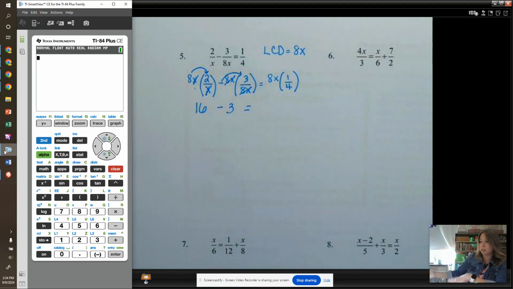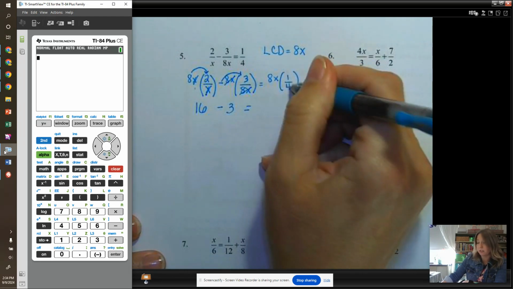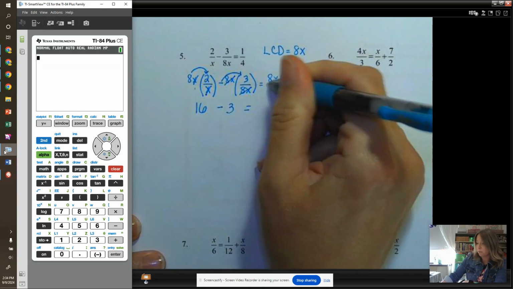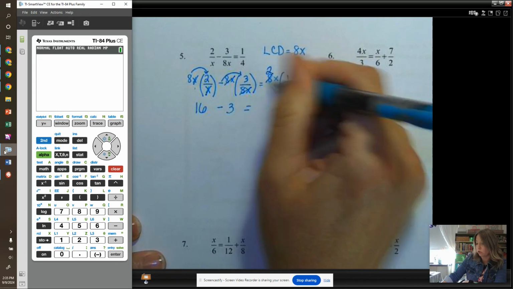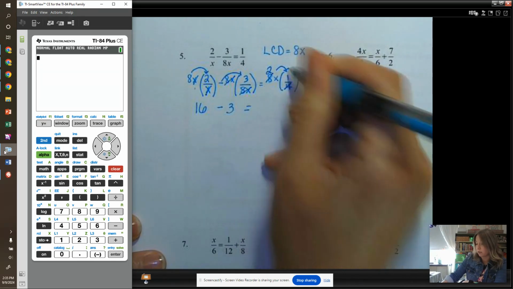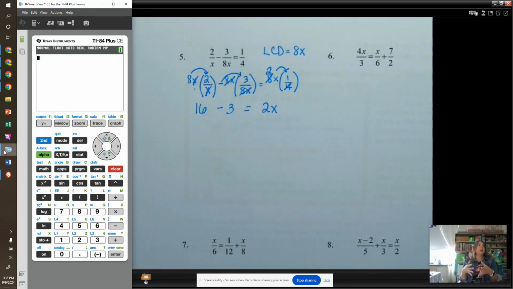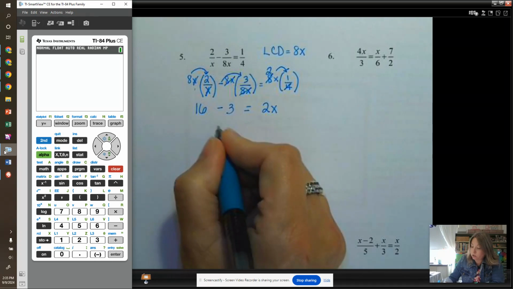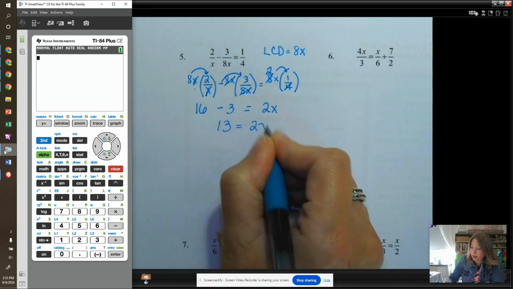On the other side of the equal sign, the x is going to have to be multiplied through, but there is no x in the denominator it's canceling with. But 8 divided by 4 cancels out to a 2, so this is a 2x times 1, bring down 2x. So now you've got your like terms combined. 16 minus 3 is 13. Bring down your equal sign and your 2x.